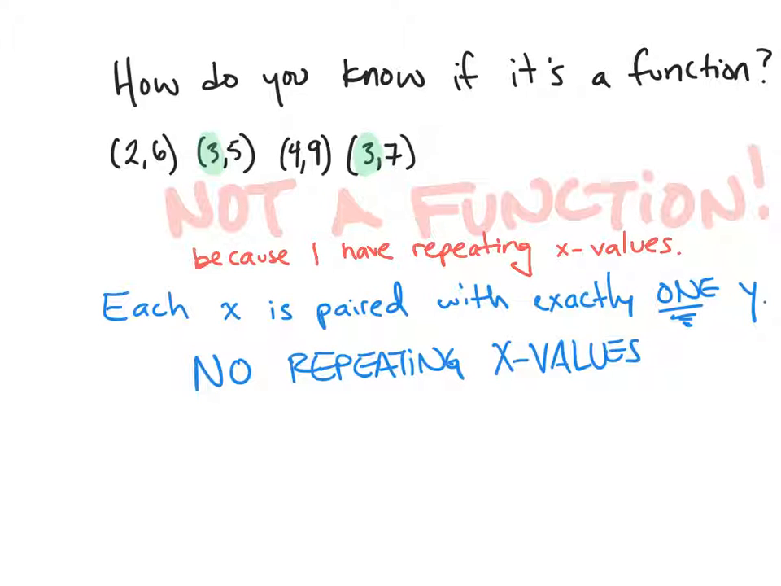Another way you can think about this is if you're looking at a table of ordered pairs or values. So let's say I had 1, 2, 3, 4. I'm just making up some numbers here, which is dangerous, but I'm going to do it. So looking at this little table of values, again, let's look at our x values. 1 is paired with 5, 2 is paired with 6, 3 is paired with 7, 4 is paired with 8.